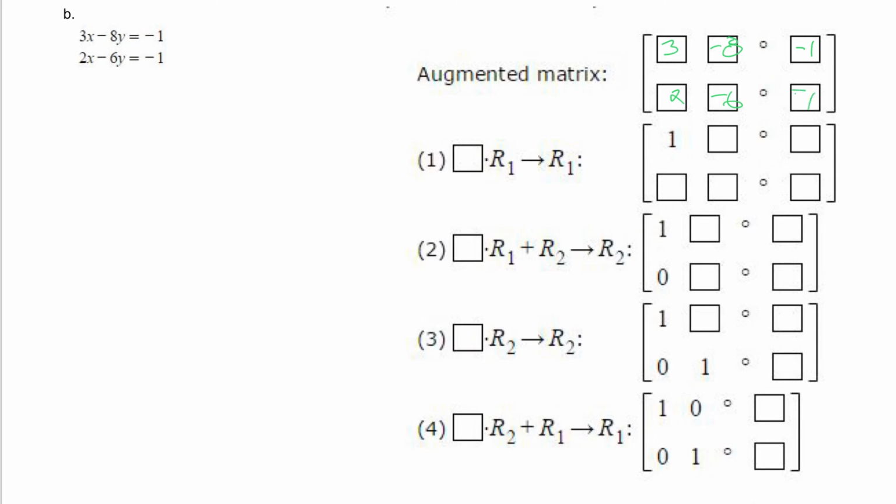In the very first step, you should have multiplied by 1/3, leaving you with the top row being -8/3 and -1/3, and the bottom being 2, -6, and -1 still.